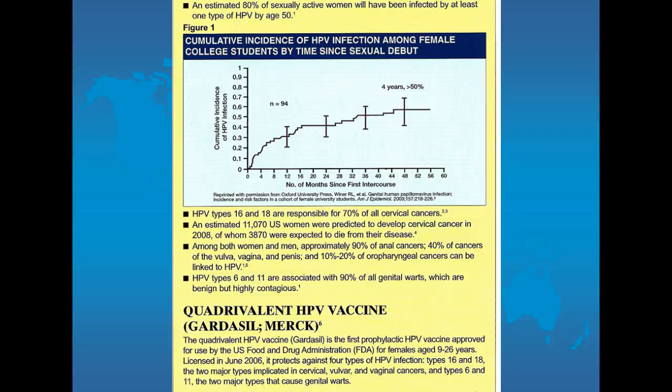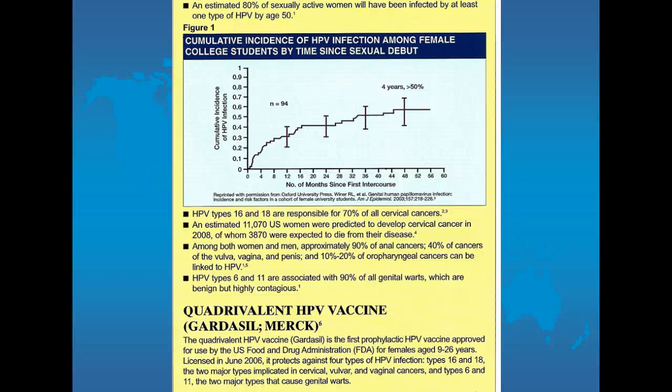HPV types 16 and 18 are the ones responsible for 70% of all cervical cancers. An estimated 11,070 U.S. women are predicted to develop cervical cancer in 2008, of whom 3,870 are expected to die from this disease. Among both men and women, approximately 90% of anal cancers, 40% of cancers of the vulva, vagina, and penis, and 10 to 20% of oropharyngeal cancers can be linked to HPV. So esophageal cancer, all those are linked to HPV. And then you've got the genital warts, which I already addressed.